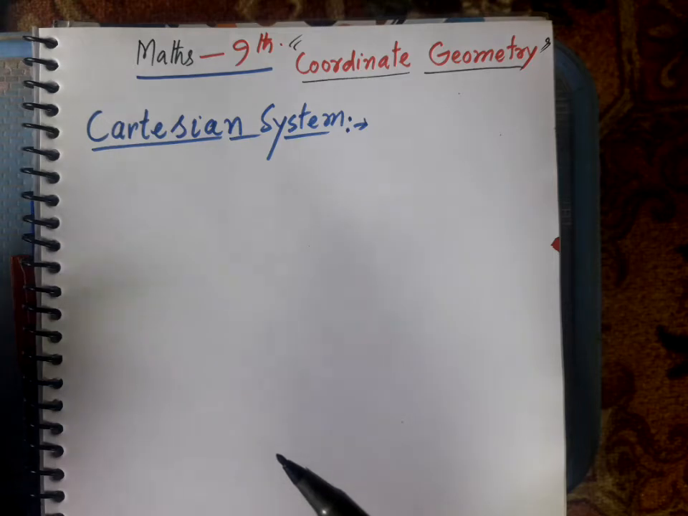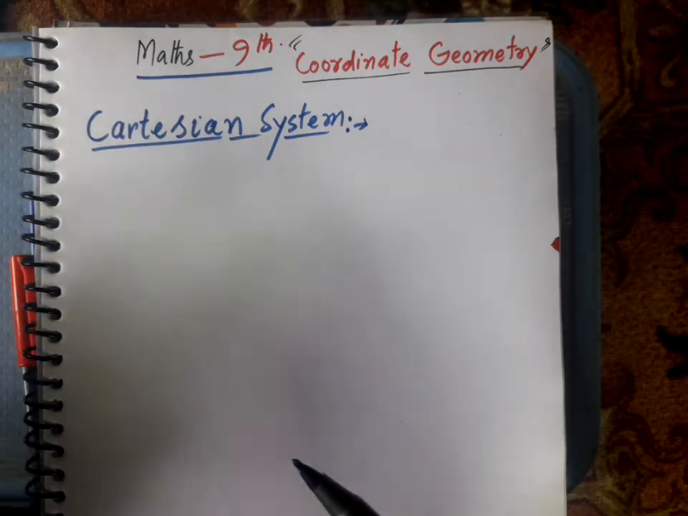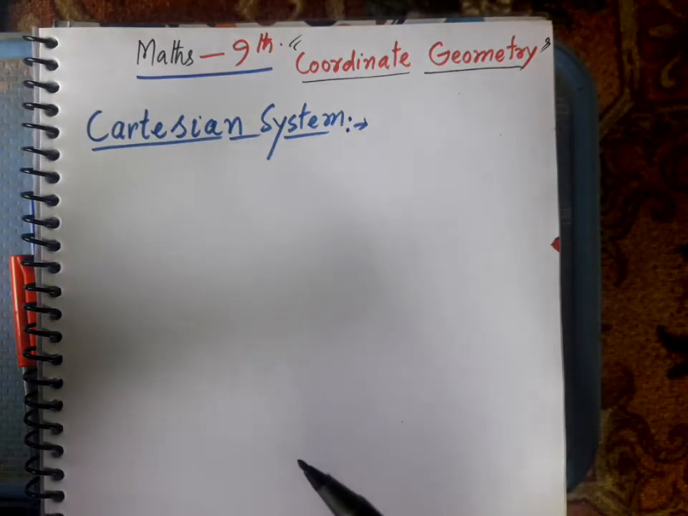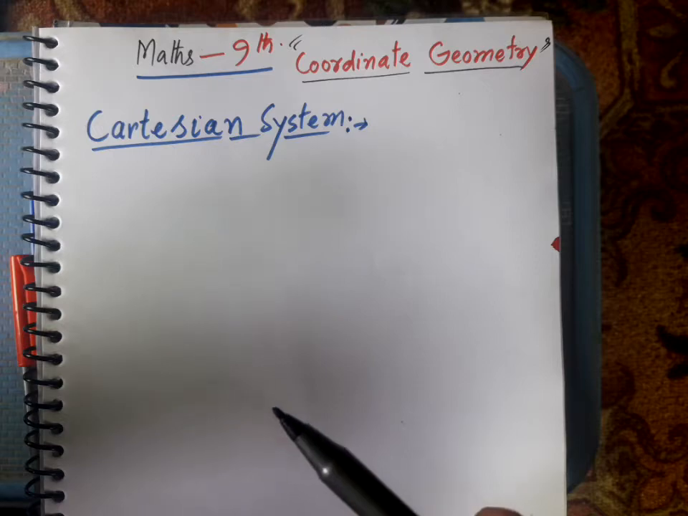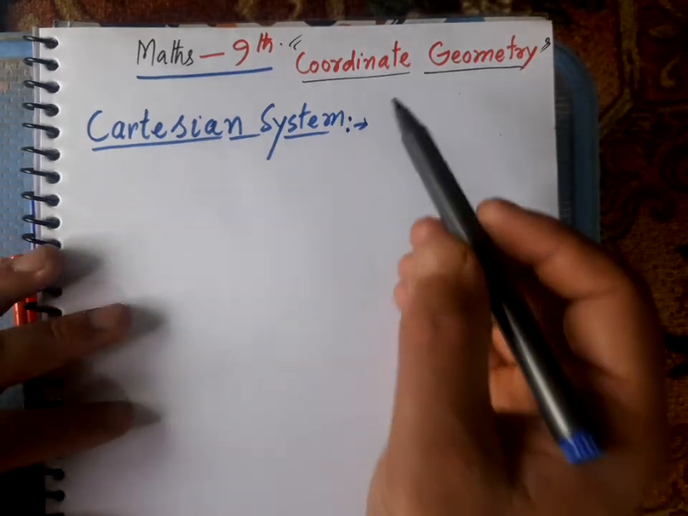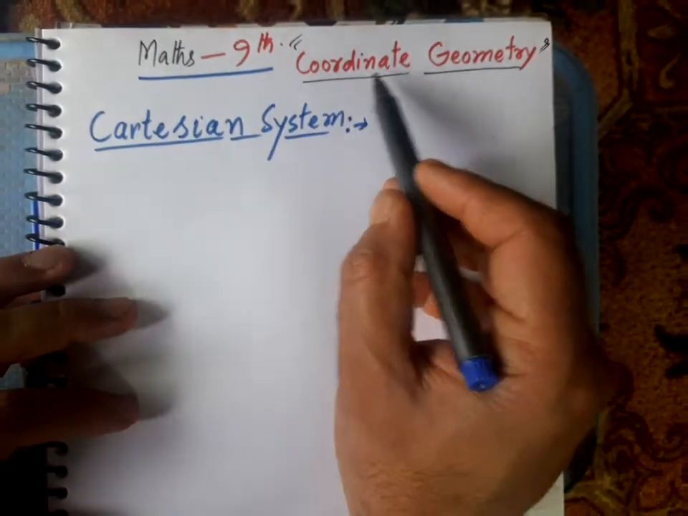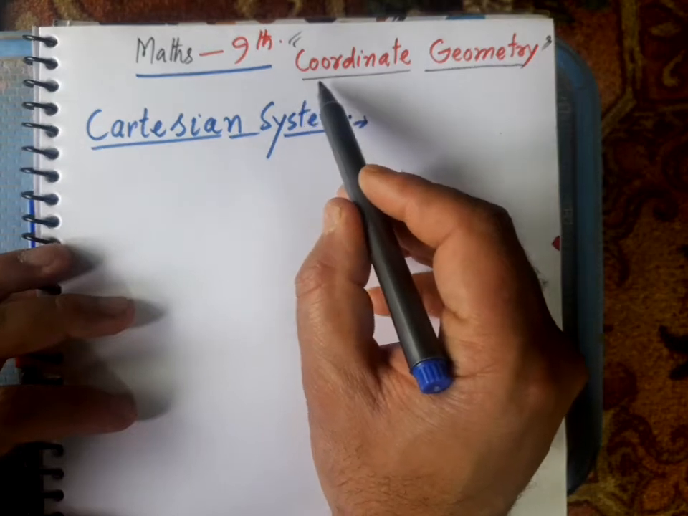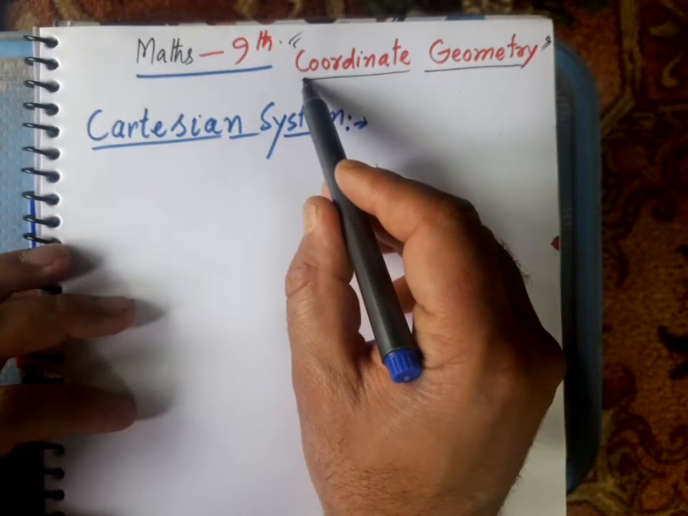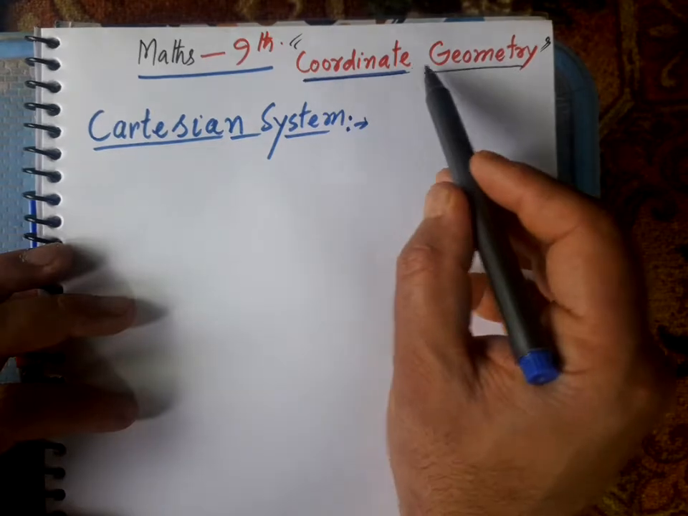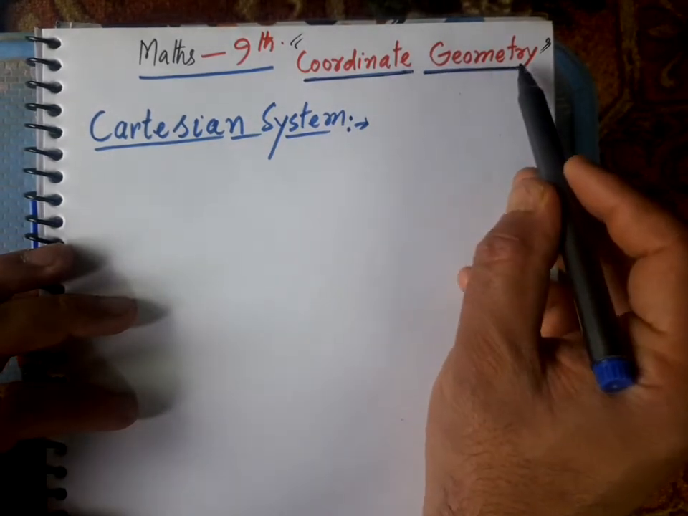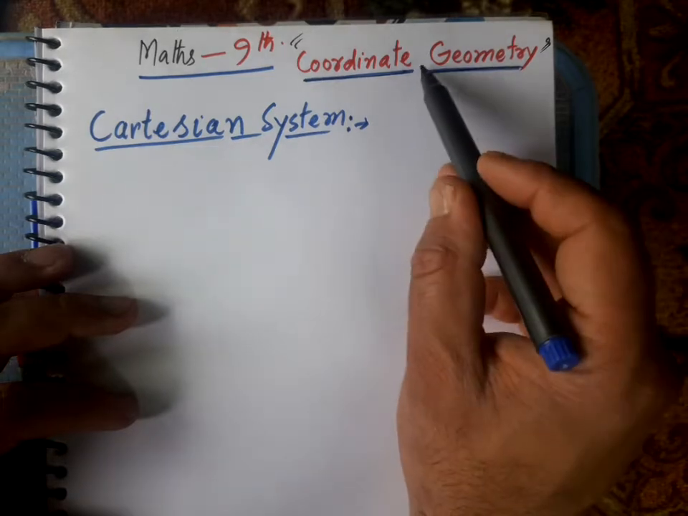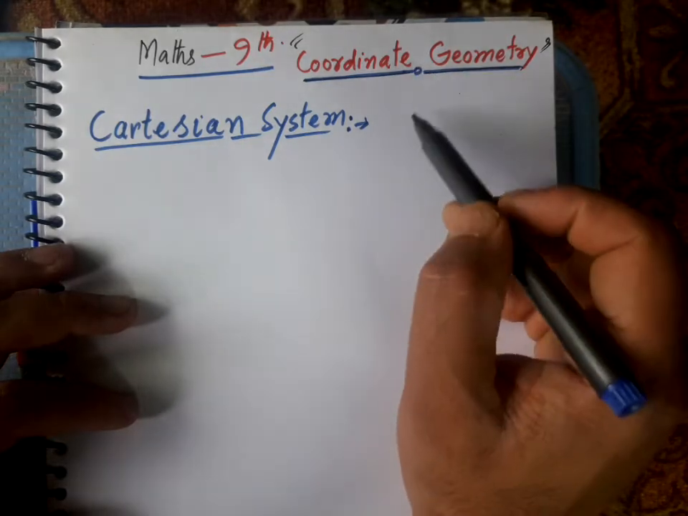How a point can be represented in a plane with the help of two coordinates, and that is the geometrical representation of a point in a plane with the help of coordinates. That geometrical representation, with the help of the axes, two lines, one horizontal and one vertical, we call coordinate geometry.